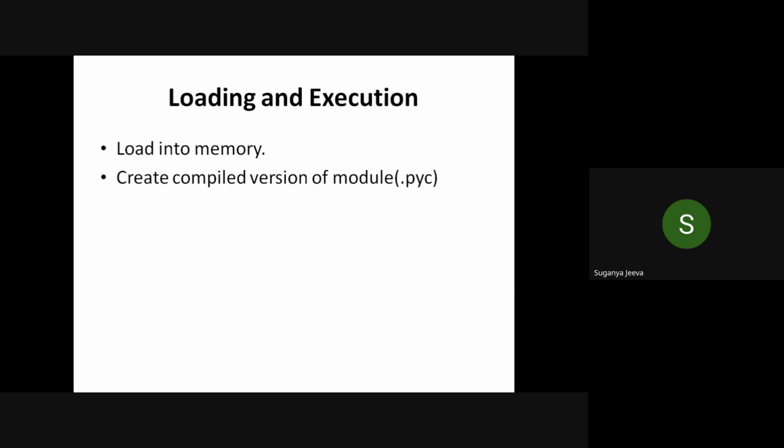Now loading and execution. If a module is already written with some functions and variables, it can be imported into our program using the import statement. It must be located and loaded into memory. So it needs to be in one of the three paths, and the module should be loaded into memory before it can be used. To locate and load it, Python searches the above three paths.